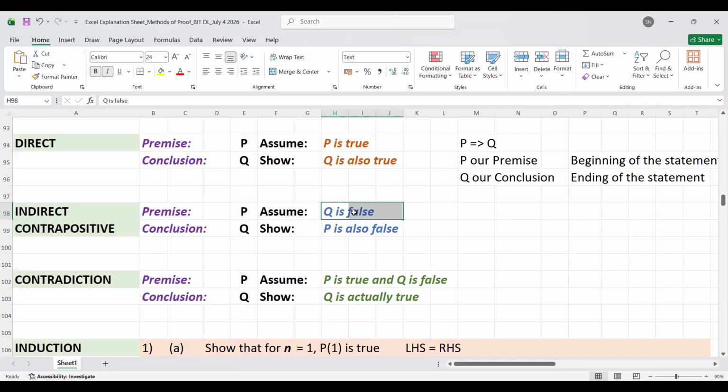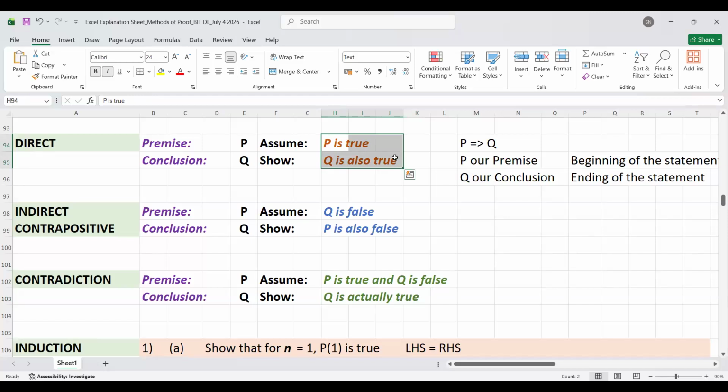So contrapositive: assume that the conclusion is false and show that the beginning is also false. That's contrapositive. And then the last method, contradiction: you assume that the beginning is true, P is true, and Q is false. You assume two things, and then you show that the conclusion was actually true. So it reduces to the direct method, P is true and Q is true. So these are the methods.